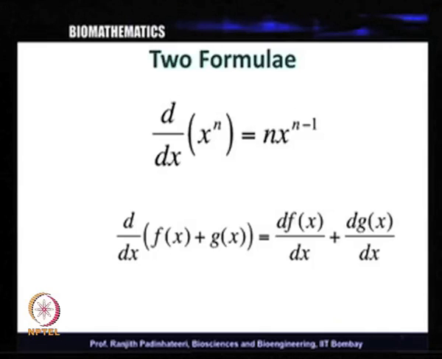Then we learned the second formula, which is when you calculate the derivative of the sum of two functions. f of x and g of x are two functions of x, and if you have the sum of them, f of x plus g of x, and find the derivative of the sum, the answer is basically you can find the derivative of these individual functions and sum them.